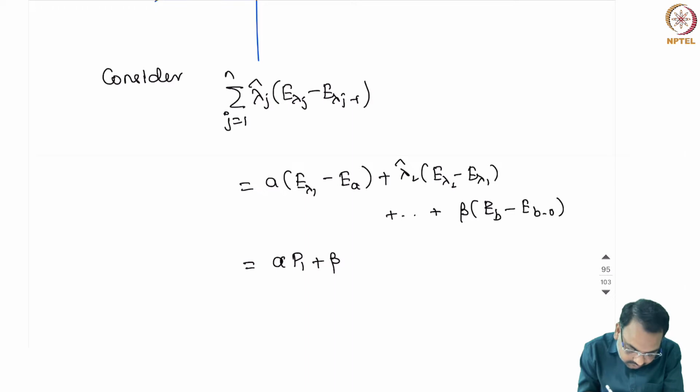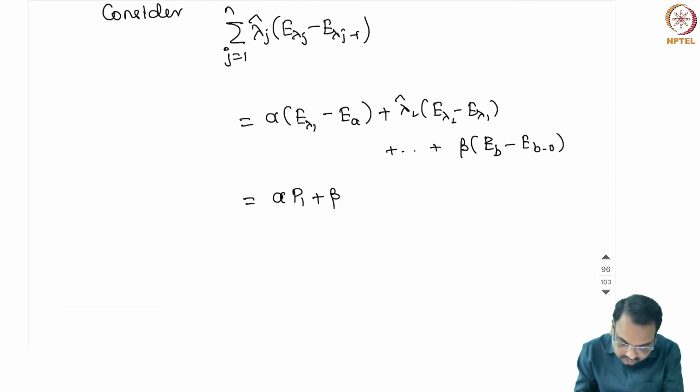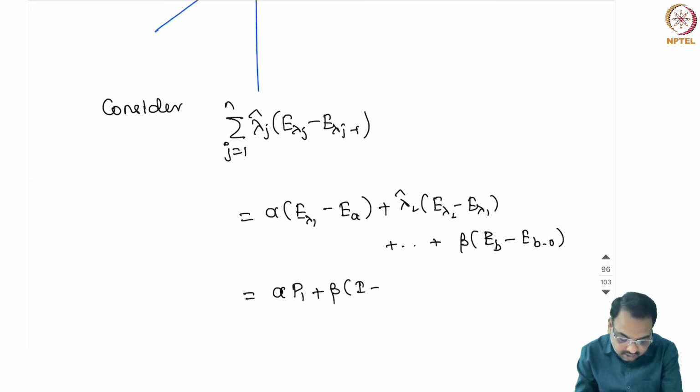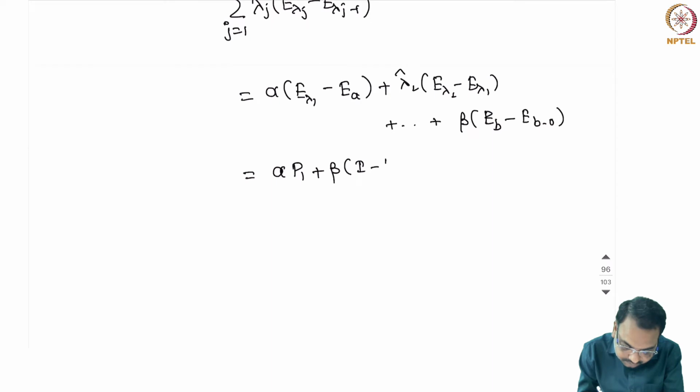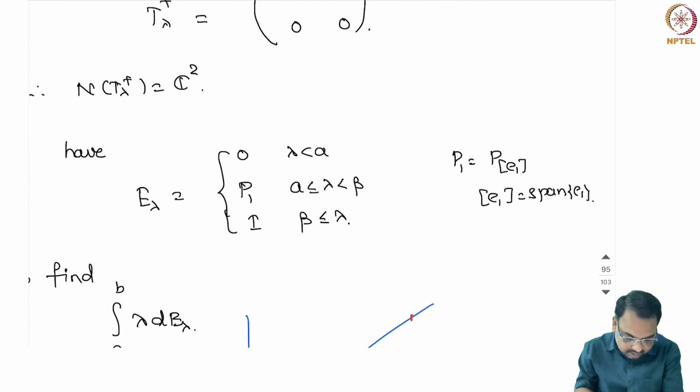So this is alpha we have to take, because alpha is the midpoint of the rectangle. Now E beta is identity I, minus E beta minus 0, that is lambda, which is bigger than A, so you will get P1. So you will get this as alpha P1 plus beta P2, where P2 is I minus P1. In fact, this is the matrix that we started with.